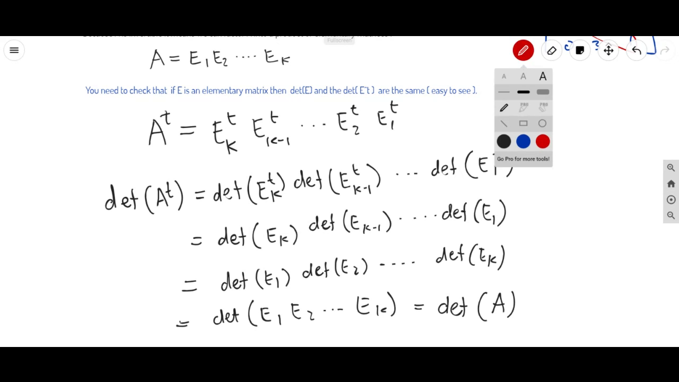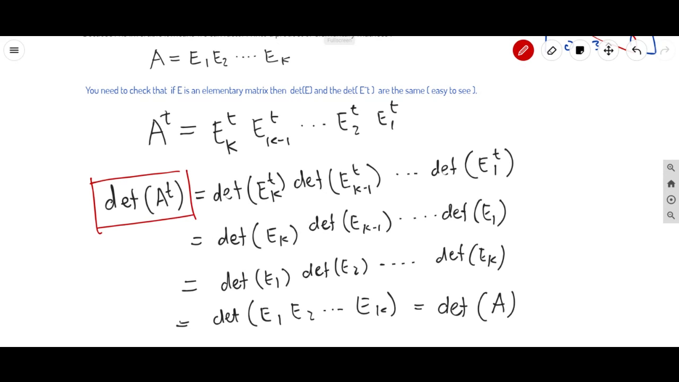So look at how we started and how we finished. The determinant of A is equal to the determinant of its transpose. That's how we finished. So that's a nice argument. You get to see the advantage of how these elementary matrices can be beneficial for demonstrating something like this.